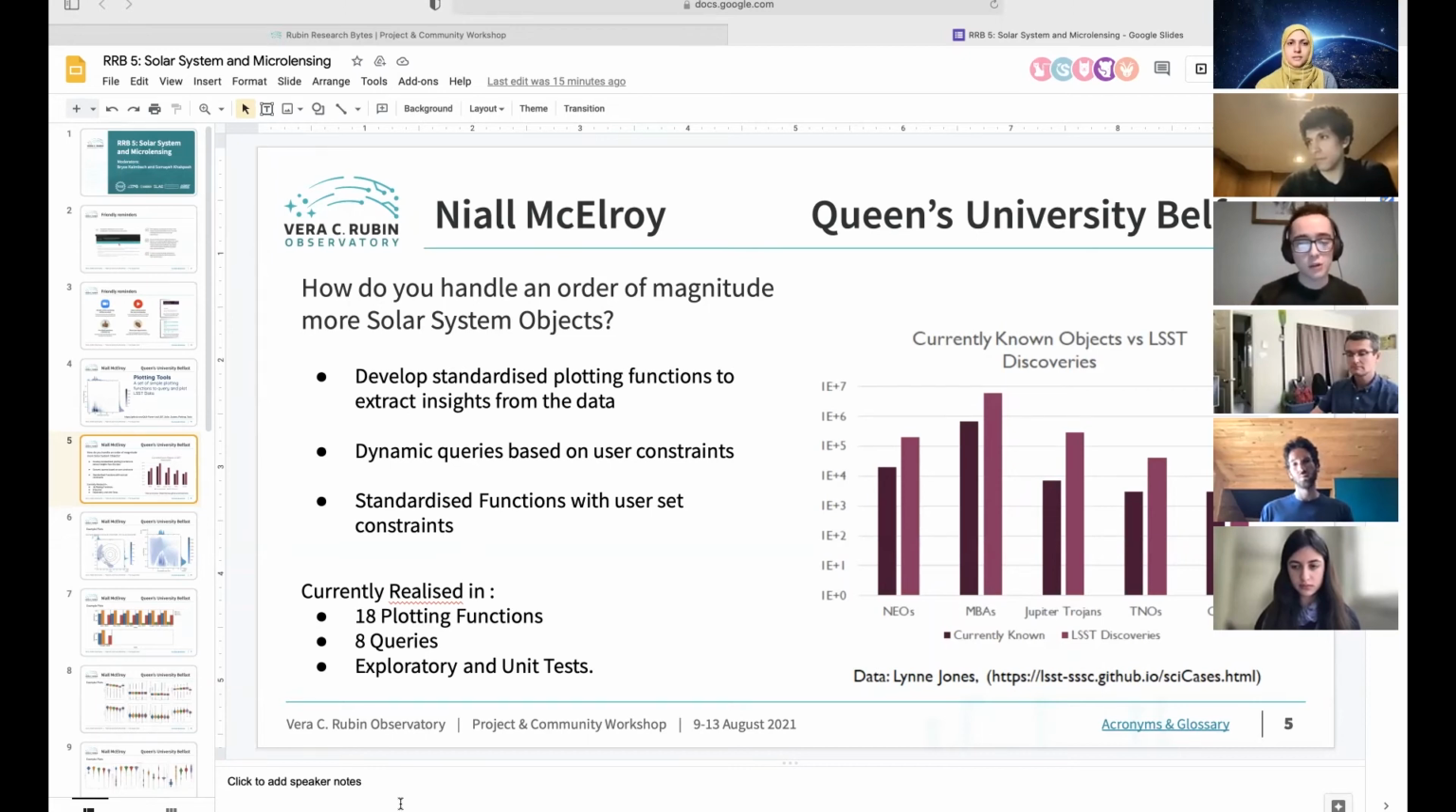This package is currently realized in 18 plotting functions, which work based off 8 different queries, 6 of which are just simple queries with user set constraints, whereas 2 of the queries are dynamically built in order to add or remove constraints for some orbital parameters as needed. There is testing implemented to ensure core functionality. Next slide, please.